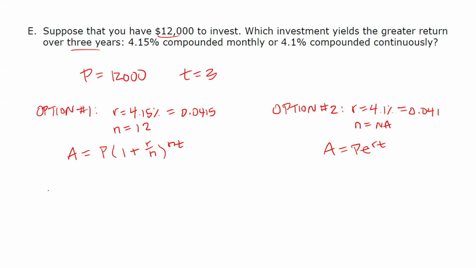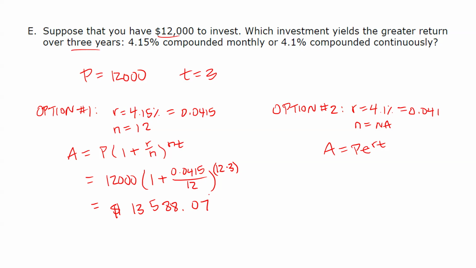Okay. So for the first one, we have 12,000 times 1 plus R, which is 0.0415, divided by N, which is 12, to the power 12 times 3. Okay. Entering all of that in our calculator, we get a total value of $13,588.07.